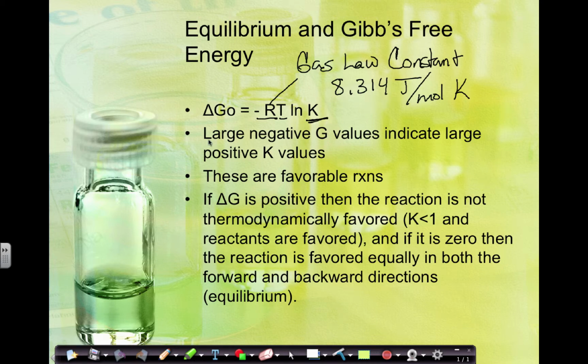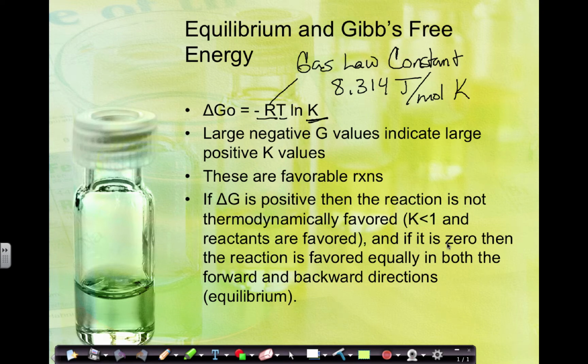Well, if you have a large negative G value, remember that's spontaneous, that will indicate that I'm going to make a lot of products because it's a favorable reaction, it's spontaneous, which means if I have a large negative G, I'm going to have a large positive K. So K is going to be greater than 1. I'm going to make a lot of products. It's a favorable reaction. So if delta G is positive, then that means that K will be less than 1.